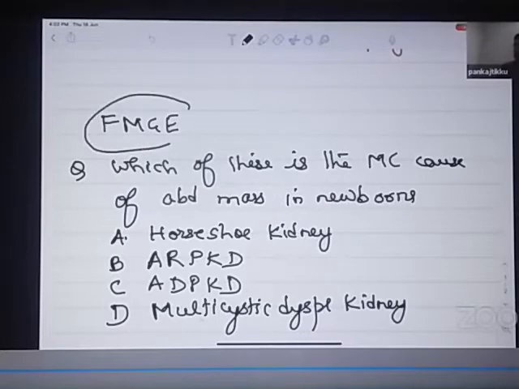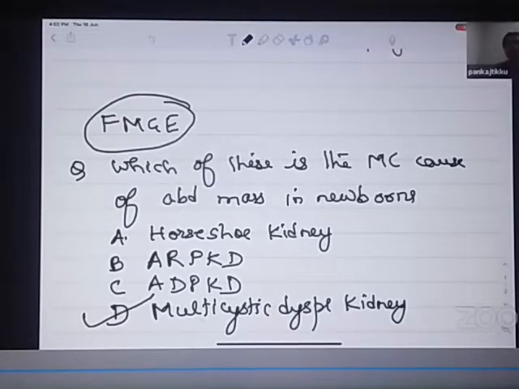This was the question that was asked in FMG. Here, as you can see, the most common cause of abdominal mass in newborns, hydronephrosis, is not an option. But if hydronephrosis is not one of the options, then the next best option, the second most common cause of abdominal mass in newborns, is a multicystic dysplastic kidney. So in that case, your answer should be a multicystic dysplastic kidney.